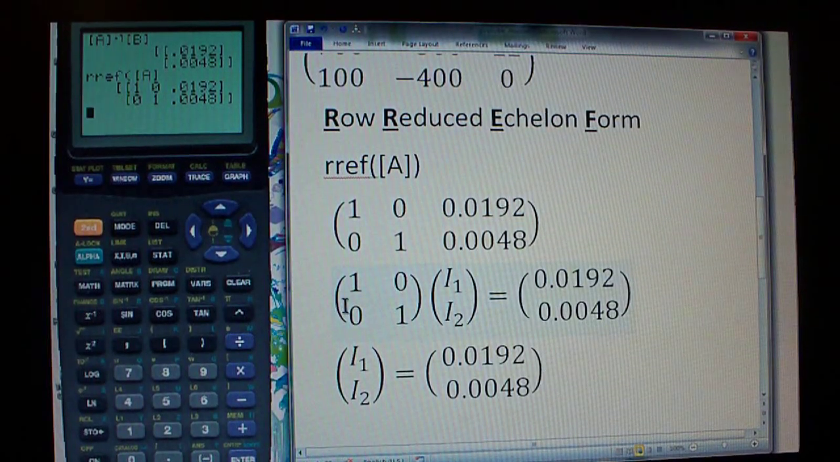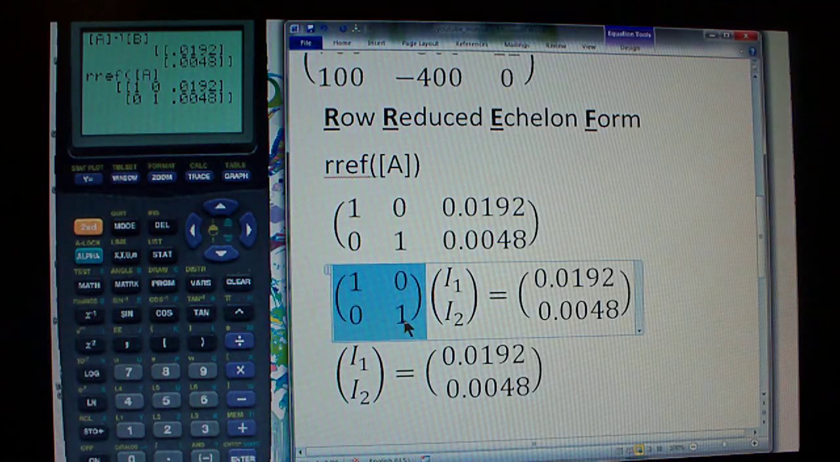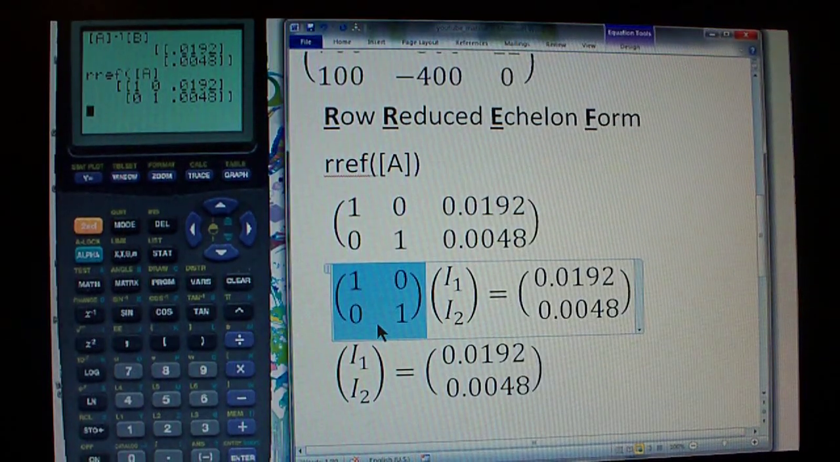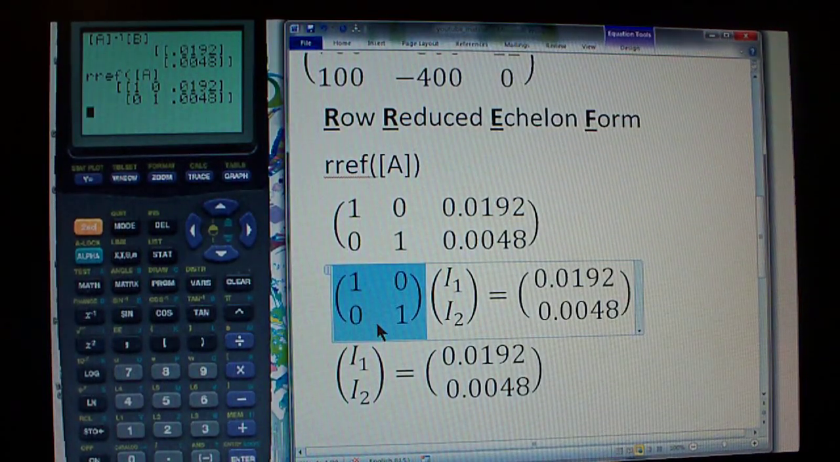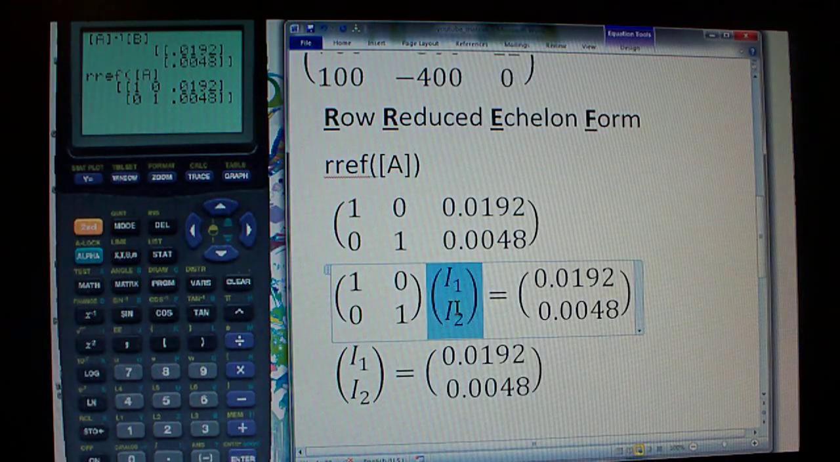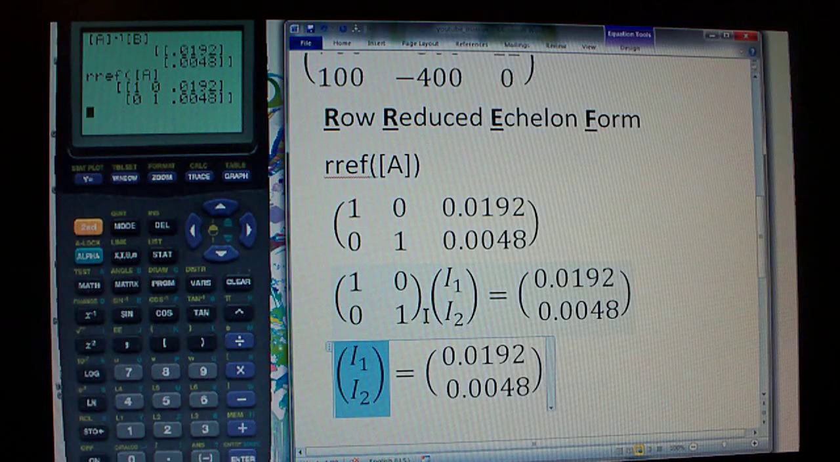Now once you do that, you recognize this matrix. I explained this in one of the previous videos. This is something called an identity matrix, because if you multiply this matrix to the other matrix, you just get the same exact thing. That's why it's called an identity matrix.